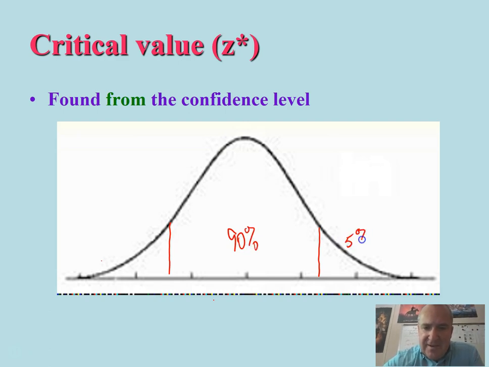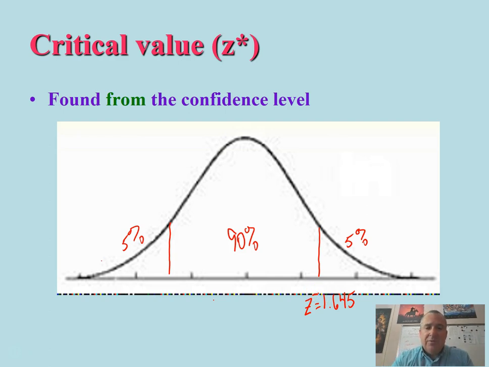Now, if I were to ask you to find the z-score based on this picture, you should know how to do that because you know how to do inverse norm and you know how to find a z-score. And if you were to find this z-score, you would get a z-score of 1.645. That is the critical value, the z star, that corresponds to a 90% confidence interval.